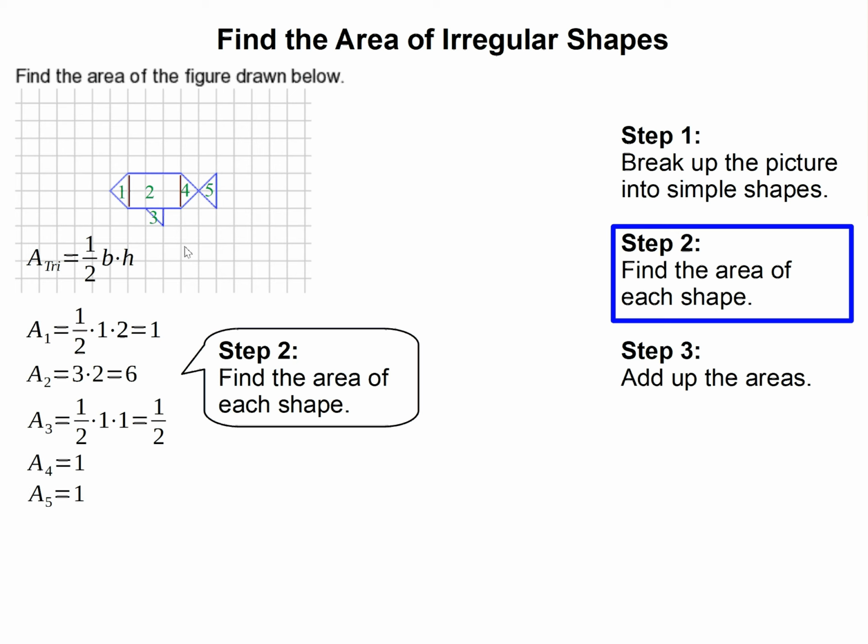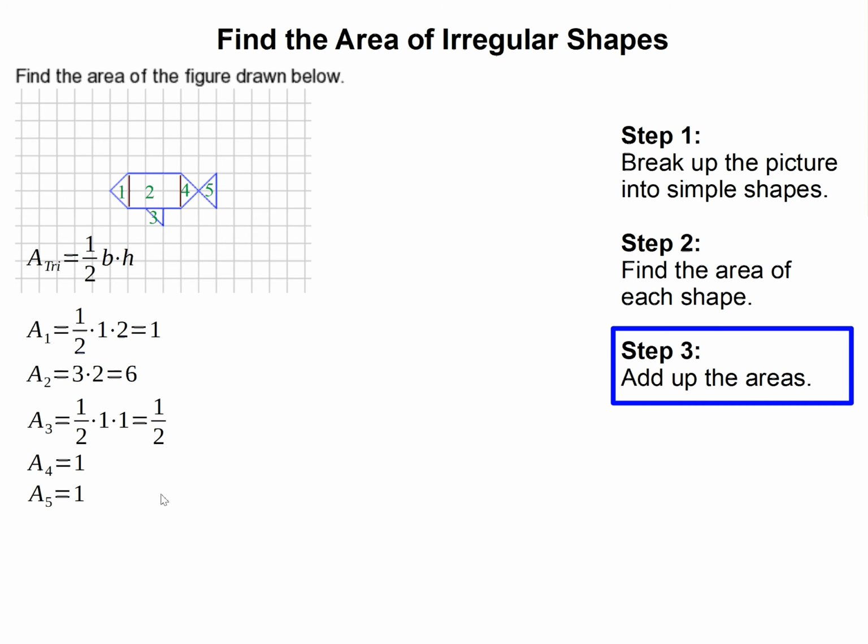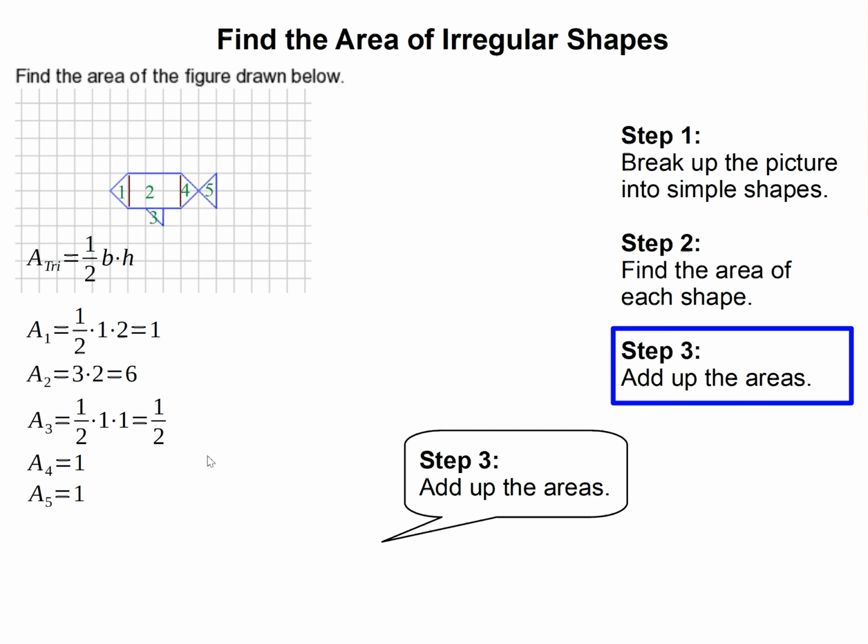Area 4 and 5 are the exact same size as area 1, so I just looked at that. Oh, that's 1. Area 4 is 1, area 5 is 1. So I wrote them all out like this. Then you simply add them all up. Because I wrote it in an organized fashion here, it's very simple, and you won't forget one.